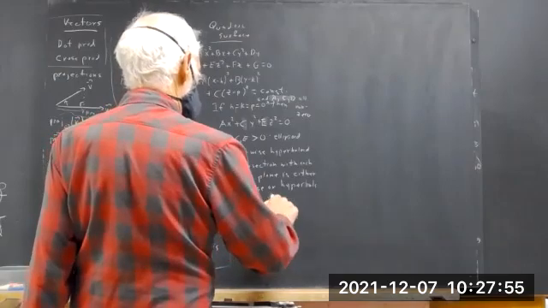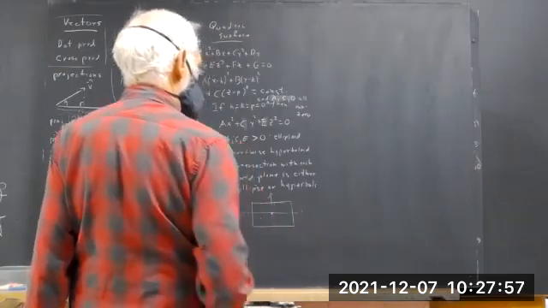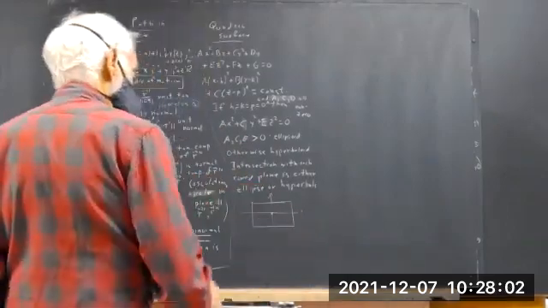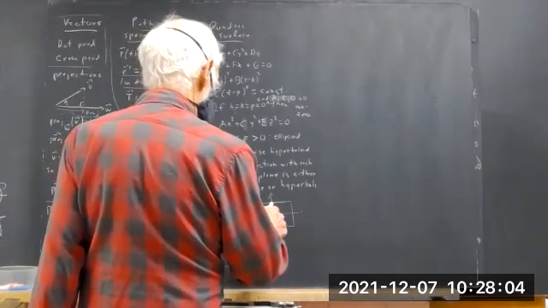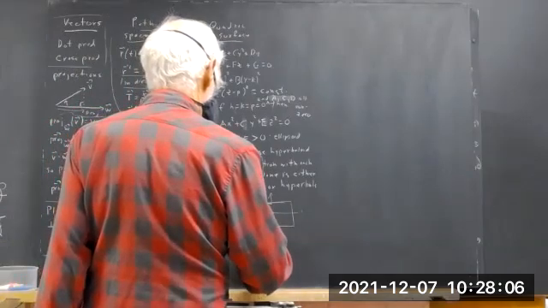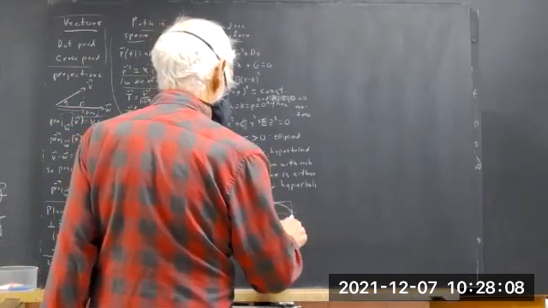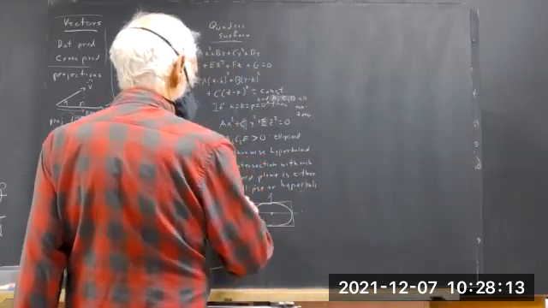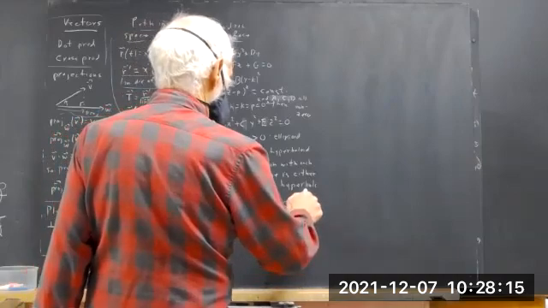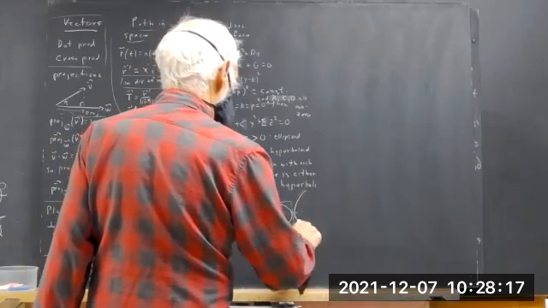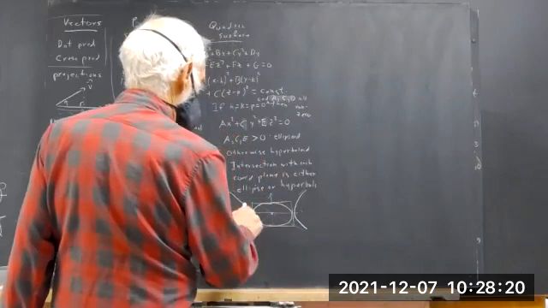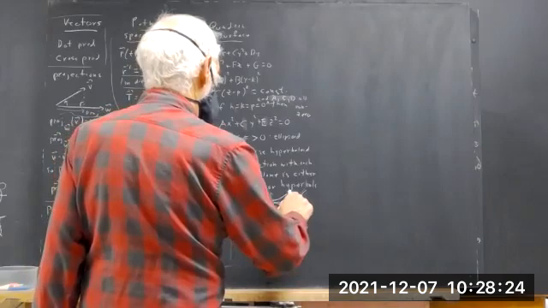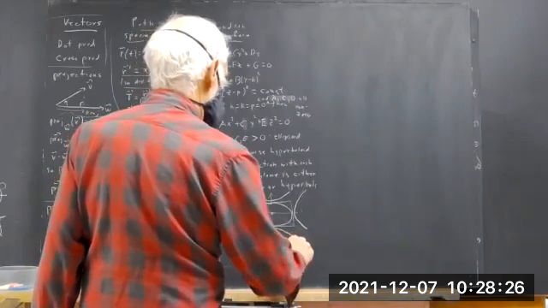If this is your origin, and this is one of your coordinate planes, well, the ellipse could be like so. You know, hyperbola. It'd be like so, or like so, one of these three.